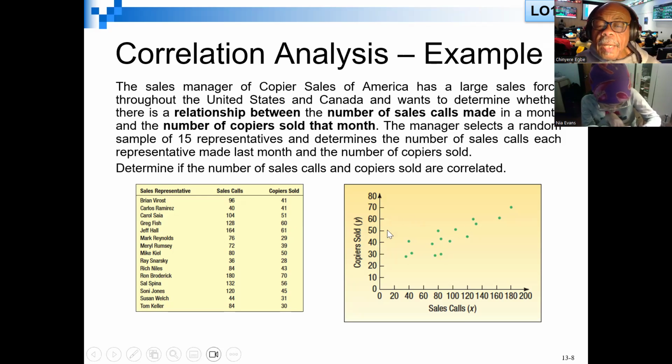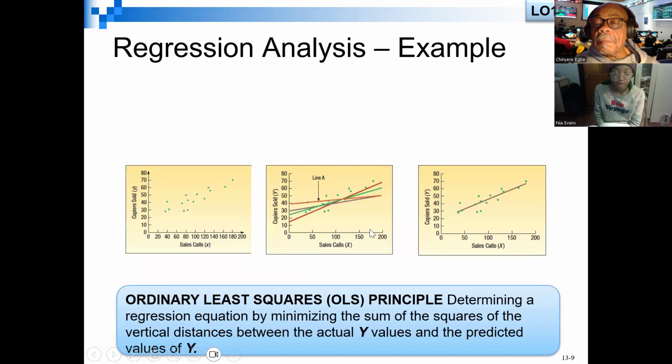But what you see in this chart on the right side is a tendency, but the relationship is not perfect. Nevertheless, the more calls a salesperson makes, the more likely they are to sell a copier. The more calls they make, the more copiers they sell. So what you see is a tendency, but not a perfect relationship. Got it?